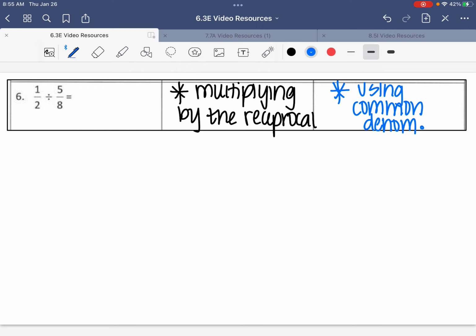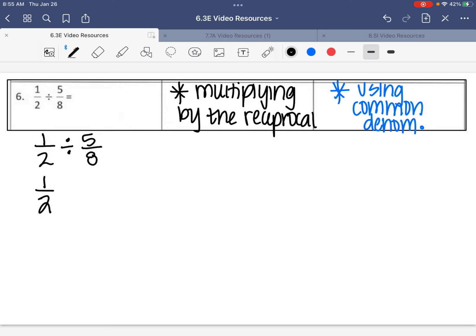All right, so if we look at the problem, we have 1/2 divided by 5/8. Now, if we look at our first strategy, which means we multiply by the reciprocal. A reciprocal is just the flipped version of a fraction, where the numerator goes to the denominator and the denominator goes to the numerator. So 1/2 does not change.